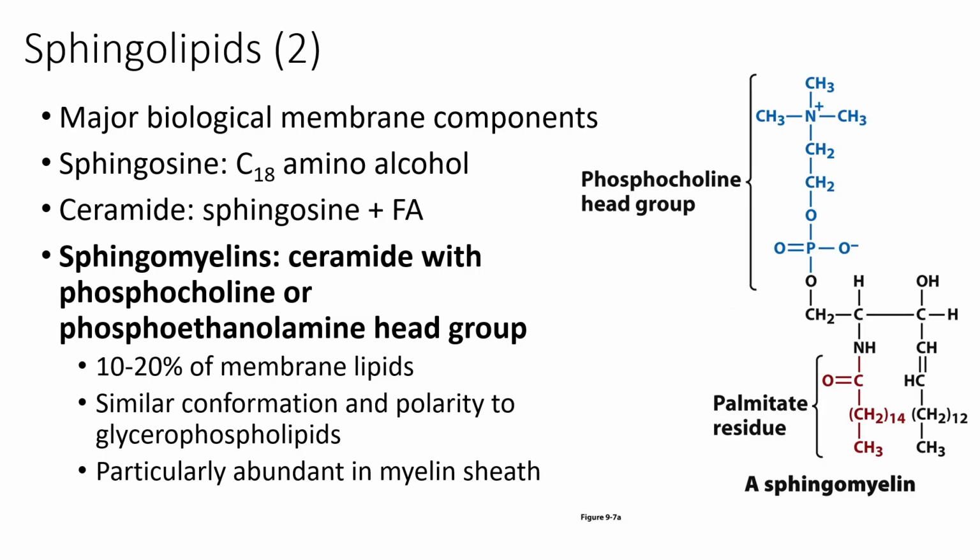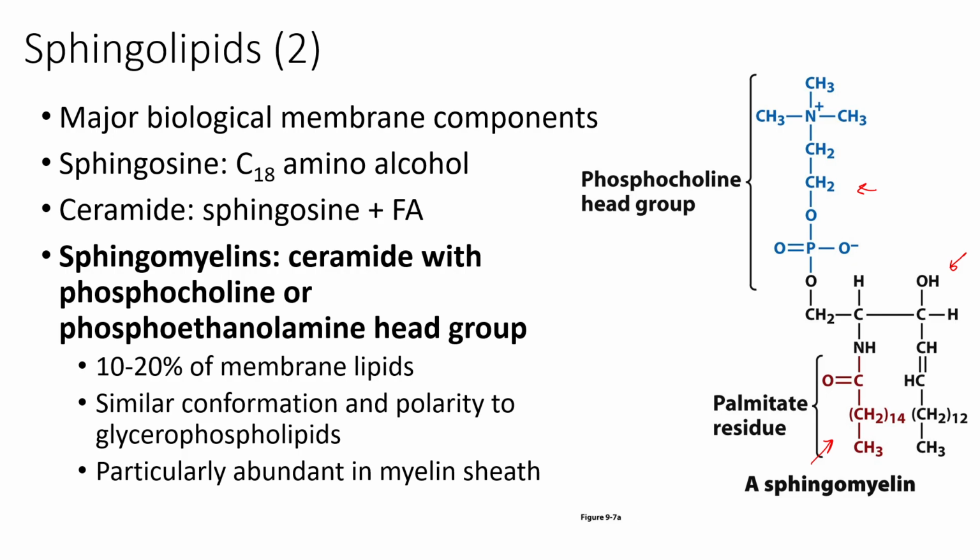So adding on to there, we have sphingomyelins. Sphingomyelins are ceramides with either a phosphocholine or a phosphoethanolamine head group. So again, let's look at what that means. In this figure shown in black, we have our original sphingosine, that 18-carbon amino alcohol. In red, we have a palmitate residue, that's our N-acyl attachment, making it a ceramide. And then in addition, on this carbon at the end, we have, shown in blue, our phosphocholine head group. And that head group is what makes it a sphingomyelin.